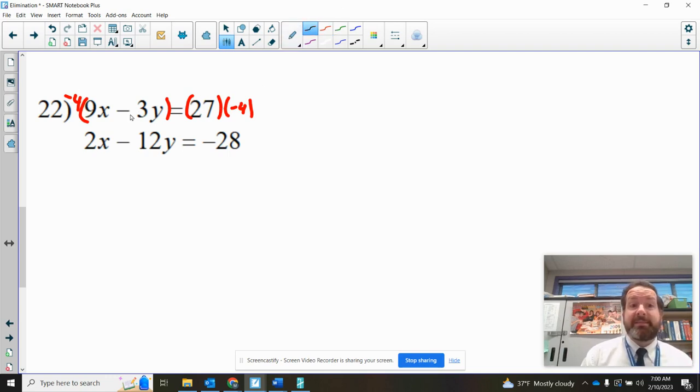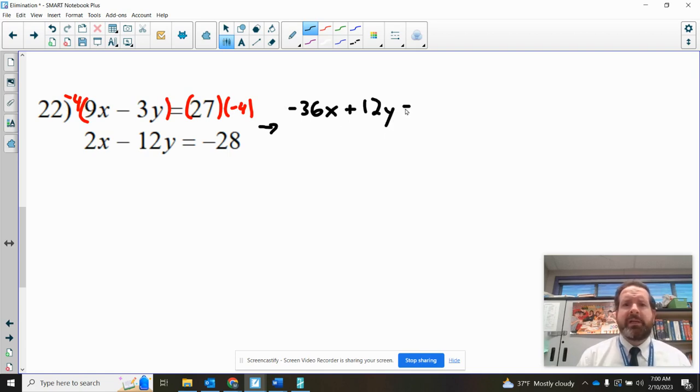That's going to take this minus 3y, make it a positive 12y, so that when I add, the y's should eliminate. Okay, negative 4 times 9, that's negative 36x's. Negative 4 times negative 3y is plus 12y's. 27 times negative 4 is going to be negative 108. The bottom equation, we don't need to change.